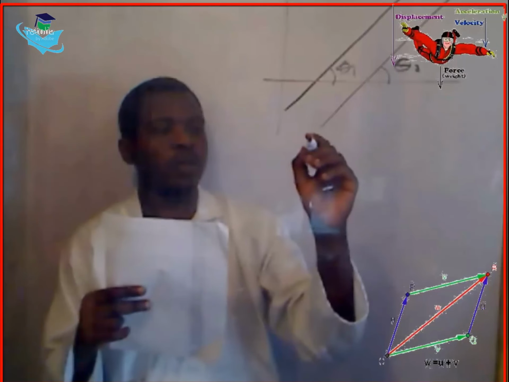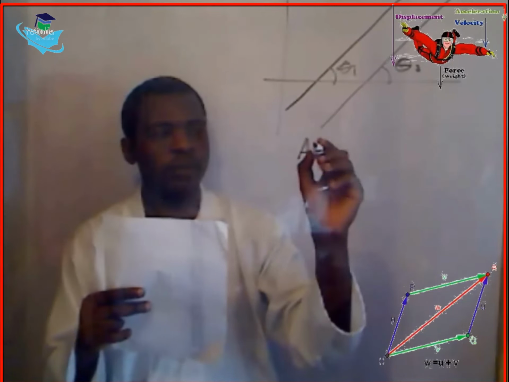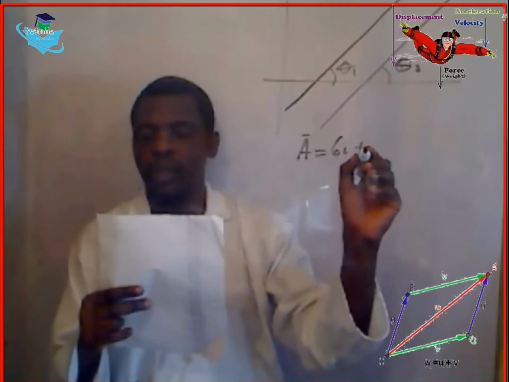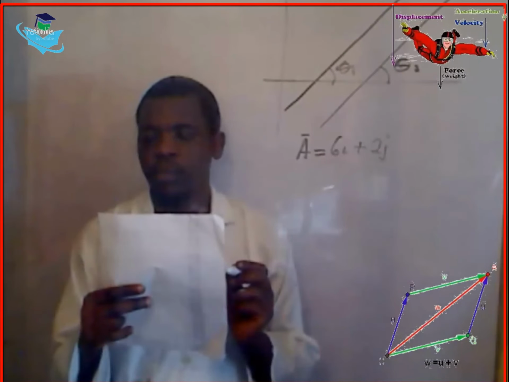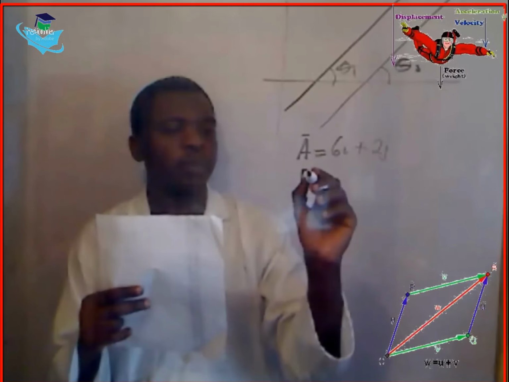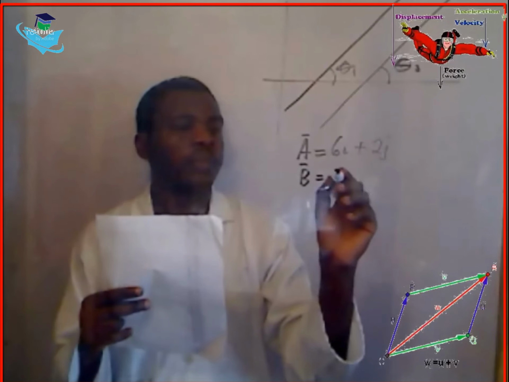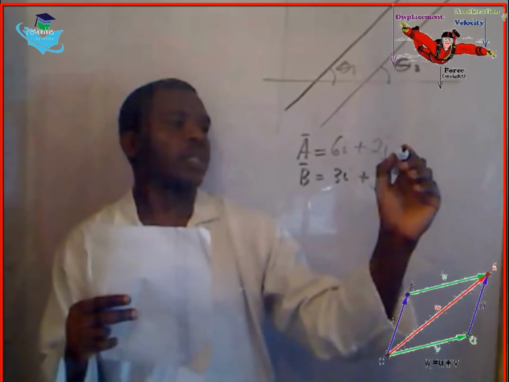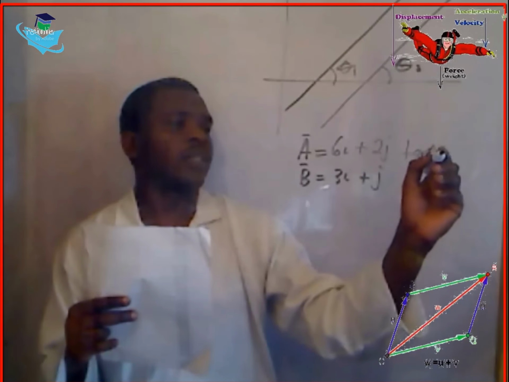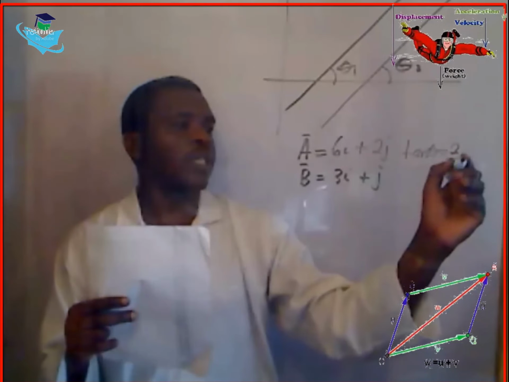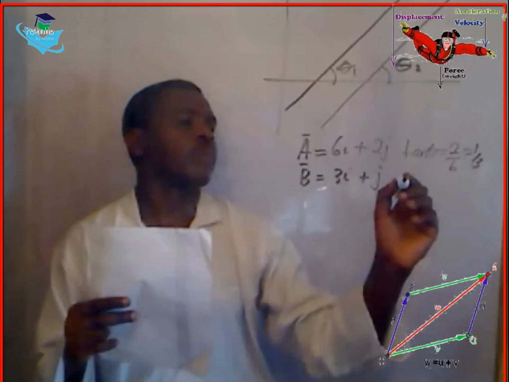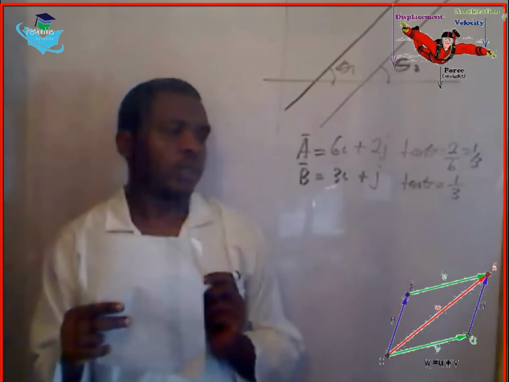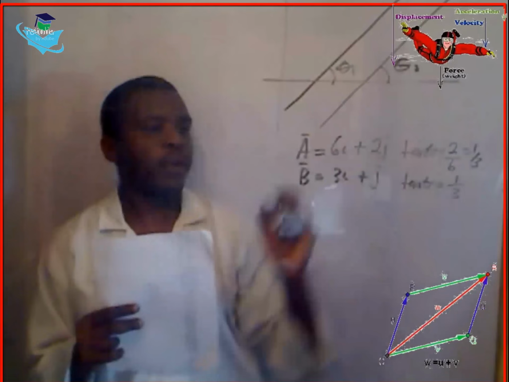Given these two vectors, the vector A, 6i plus 2j, and vector B, 3i plus j. You see from here that tan theta is equal to 2 over 6, which is equal to 1/3. Tan theta here is equal to 1 over 3. So these two vectors are parallel.